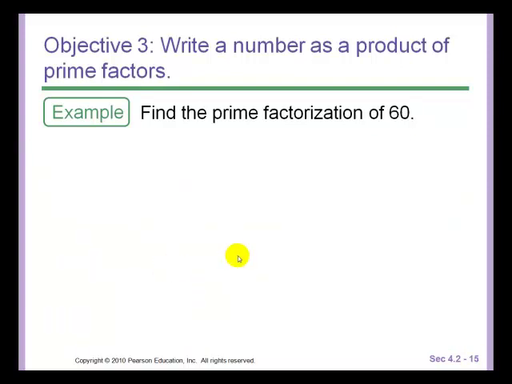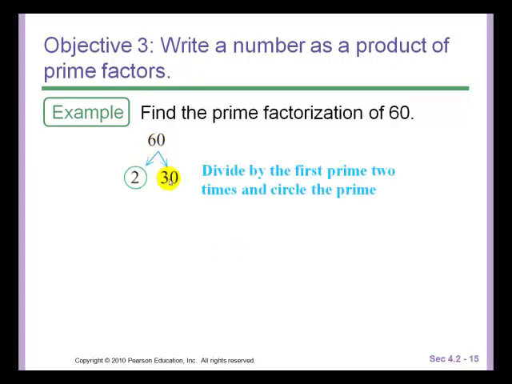Okay, the second method for finding the prime factorization of a number is called a factor tree. Take your number and divide it by the first two things that pop into your head. For example, you could use 6 and 10, or you could use 2 and 30. In this case, we'll use 2 and 30. Then continue this process dividing until you get to primes. 30, you could use 3 and 10, or 2 and 15, or 6 and 5. In this case, we'll use 2 and 15.